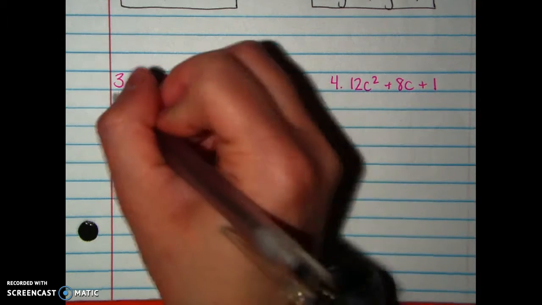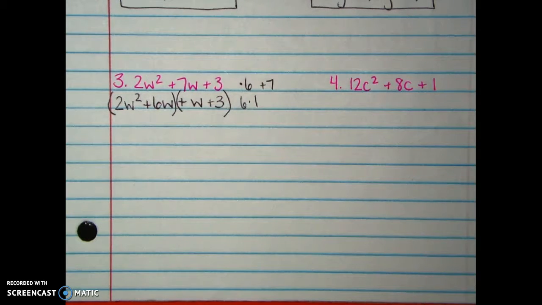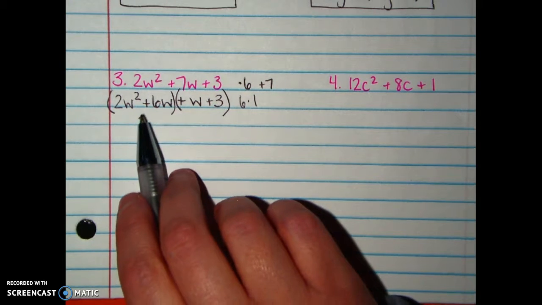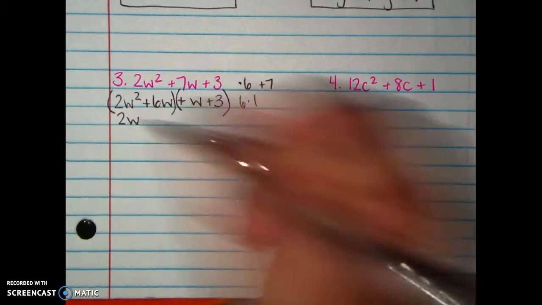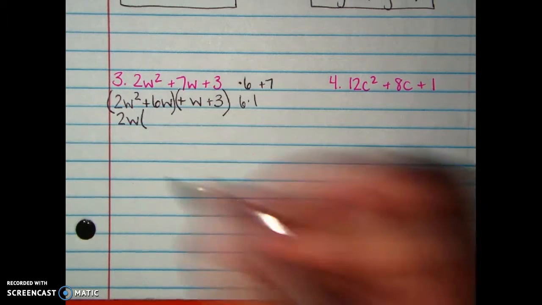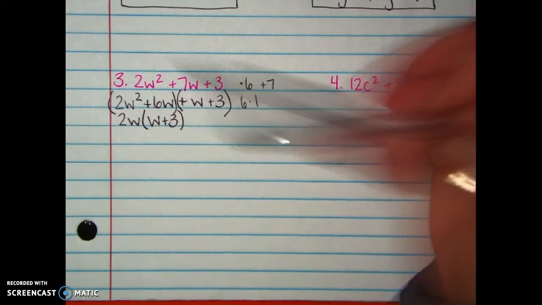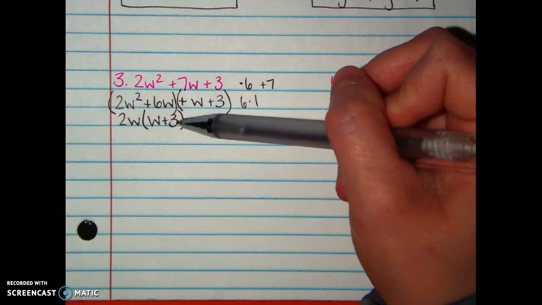And then group the first 2 terms together and the last 2 terms together. GCF here is going to be a number and a variable because they both have w's. So GCF is 2w, and left inside is w plus 3. Subtract the exponents here, and then 6 divided by 2 is 3.